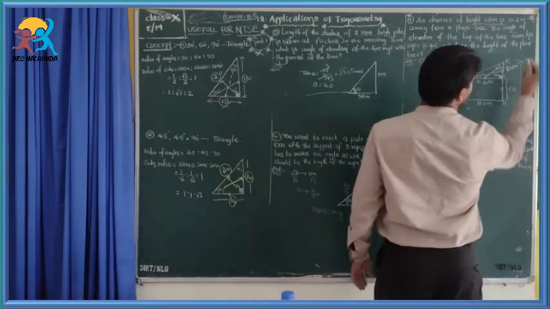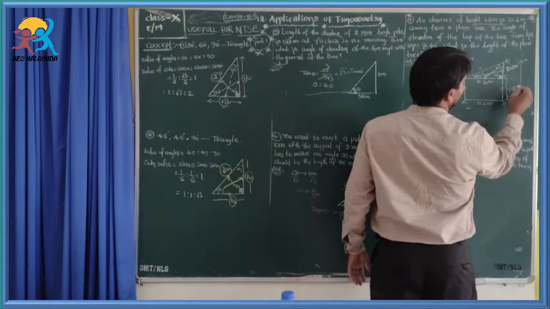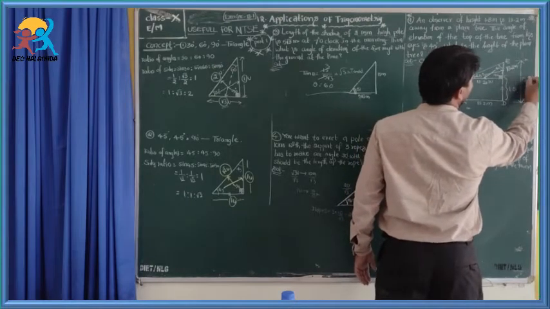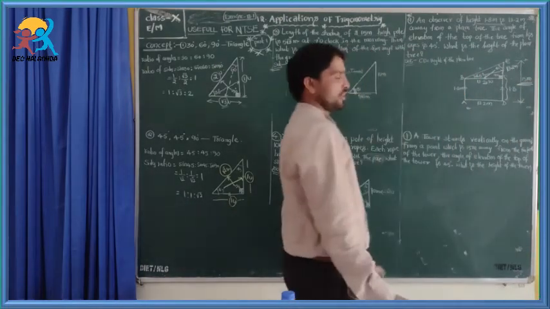Then what is the height of the palm tree? 13 plus 1, 14, 0.8, 0.2. 15 meters. Okay, this is the shortcut.